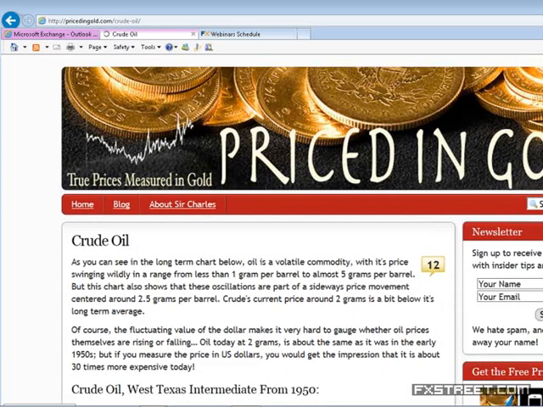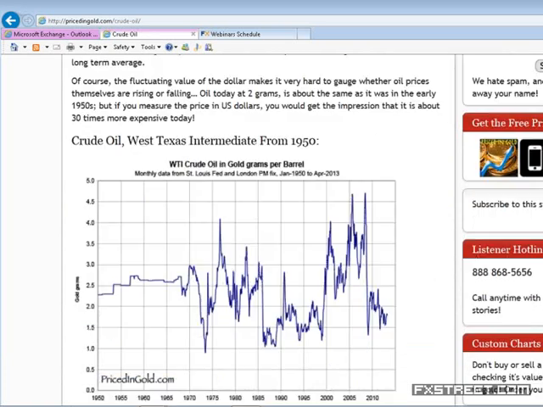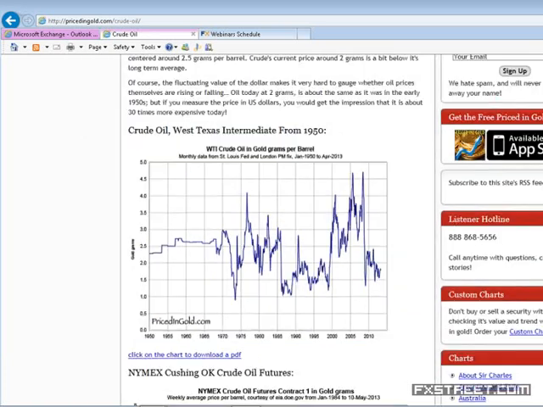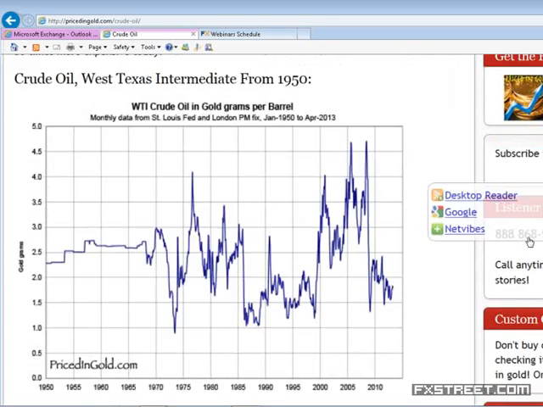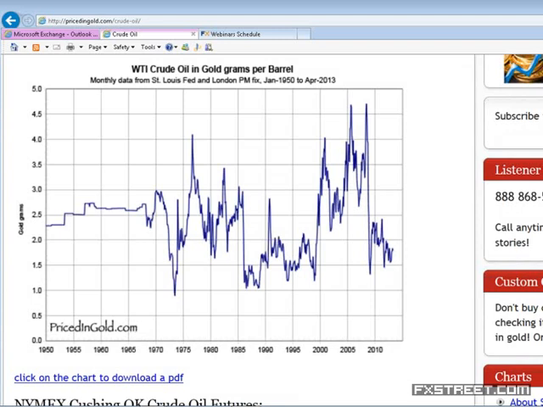This is what crude oil looks like in prices of gold. And this is the price of crude oil. Blow this up a little bit for you. This is the price of crude oil going back to 1950. And this is West Texas Intermediate crude oil priced in grams of gold per barrel. Now take a hard look at this. In the 1950s and 60s, it took approximately 2.5 grams of gold to purchase you 1 barrel of oil.